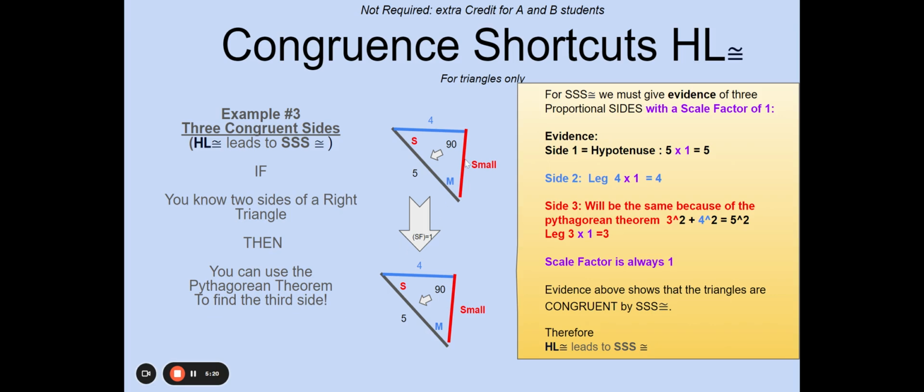And if we have 3 sides, then we can prove that they're congruent, right? If 3 sides match, then the other 3 angles have to match also, and these triangles will be congruent. So we still have to prove that. Even though you might get that, you have to give the evidence.